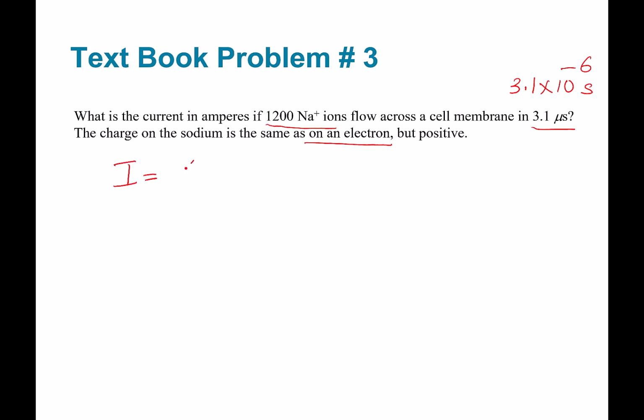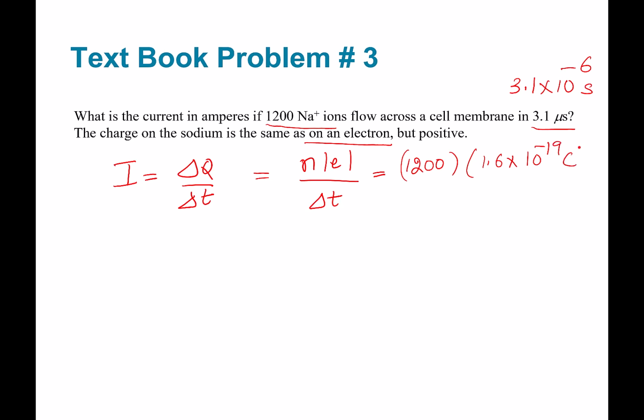We have to find I, which is delta Q over delta T. Time is given to you, and we are giving you 1200 sodium ions. So in fact, you can first write it as I is equal to N times the magnitude of E over delta T. So the magnitude of the positive and negative charge is the same. We have 1200 sodium ions and the charge on each of them is 1.6 10 to the power of minus 19 coulombs divided by 3.1 cross 10 to the power of minus 6 seconds.